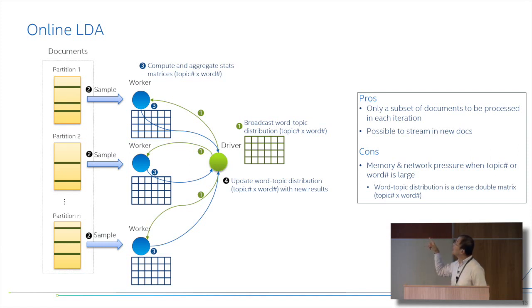And this matrix is a double matrix, and it's a dense matrix. So most of the elements in that matrix are actually non-zero. And in that case, if you have a very large number of topics or a very large number of words, it could become a bottleneck.